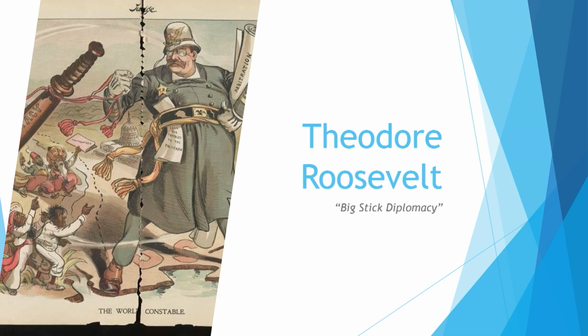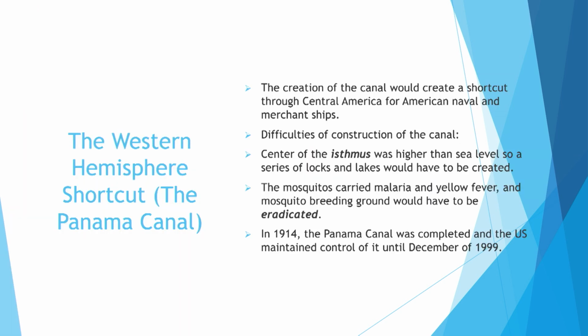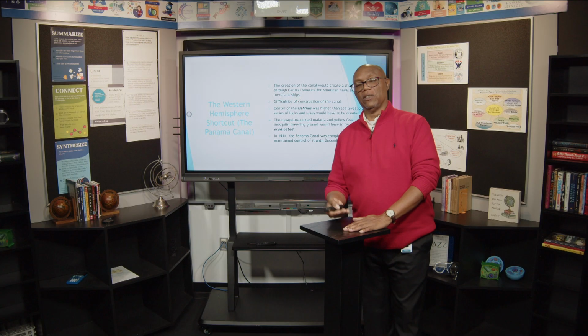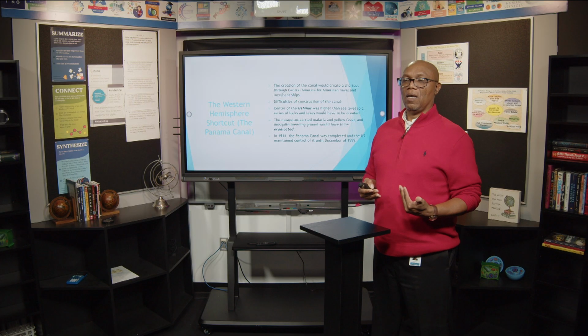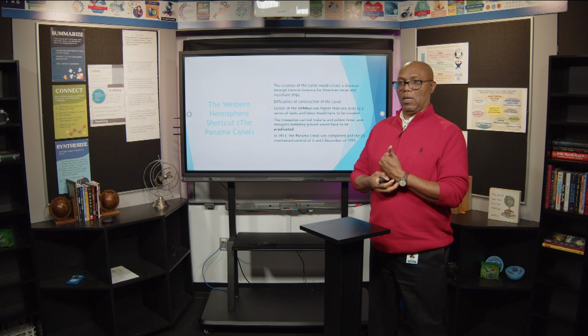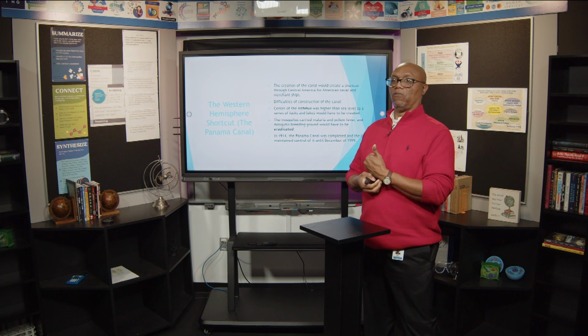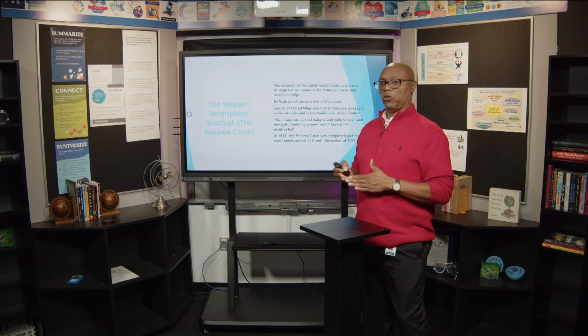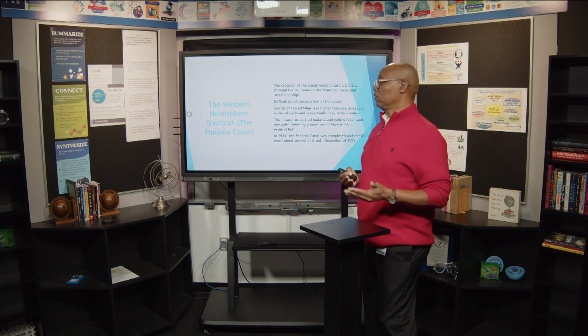Here's another cartoon of Theodore Roosevelt's big stick diplomacy, and you notice, of course, the big stick, and he's noticed, of course, as the police authority. And that, of course, is the Roosevelt Corollary at its finest. The Western Hemisphere, the shortcut to the Panama Canal. The reason why Roosevelt was so intent about making sure that we eliminated foreign influence in the Western Hemisphere is because we wanted to create a shortcut, because we recognized we needed one because of the Spanish-American War.